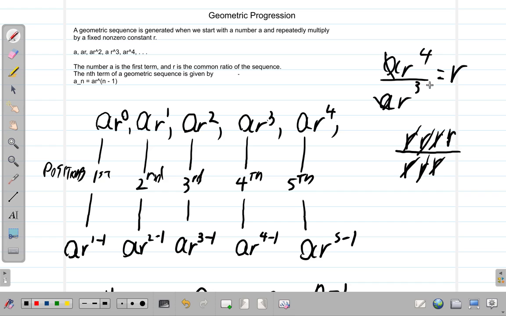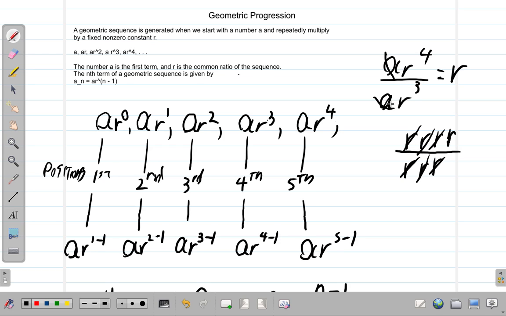Same thing you would get if you take the fourth term, divide by the third term. If you divide the fourth term by the third term, you get R. If you divide the third term by the second term, you get R. If you divide the second term by the first term, you get R. Any term divided by the term before it, you get R, the common ratio. And this is why they call it a ratio.